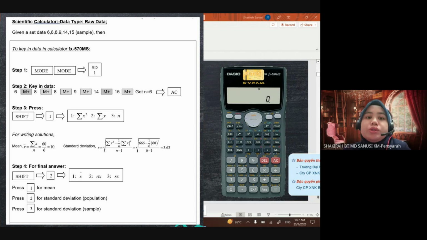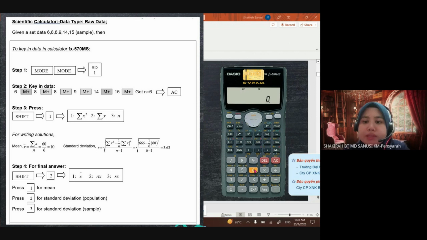Okay, so for raw data, you will be given a set of data like this. For example, you have 6, 8, 8, 9, 14, 15. We assume it is a sample. So for us to use our calculator, the FX570MS, step number 1, you press mode, twice, and choose SD1. Step number 2, we will key in our data.